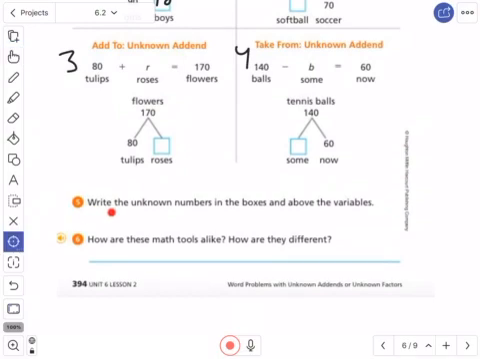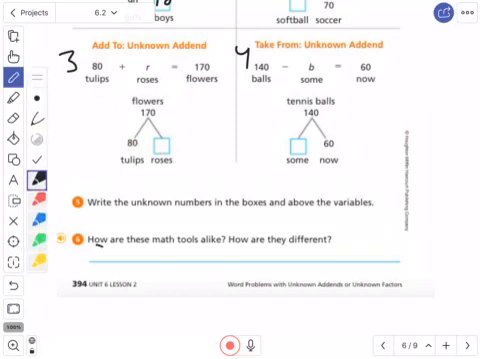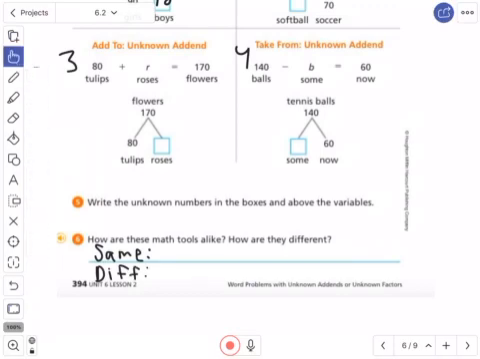And that's what number 5 says, write the unknown numbers in the boxes and above the variables. And then number 6, how are these math tools alike? How are they different? So we're kind of doing that same question again as from the last lesson. How are equations and Math Mountains the same? So I'm going to do this again. Same. And how are equations and Math Mountains different? Okay, so you're going to do page 394. Then we'll come back and check it against each other's work.